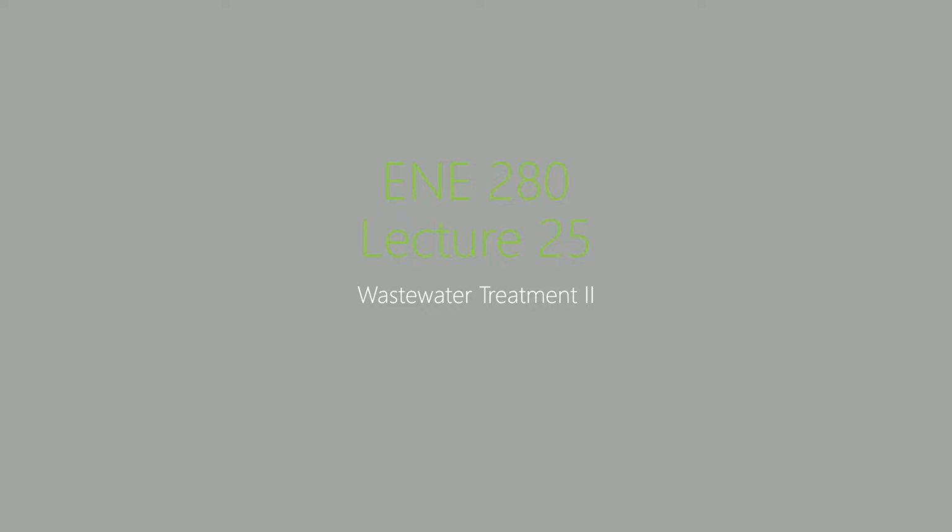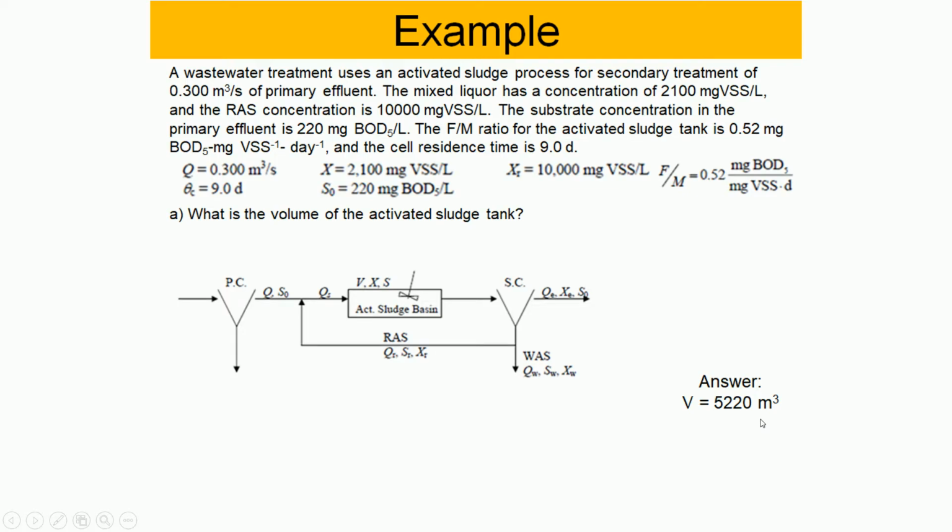Okay, and today we're just going to be doing one simple example problem. So let's get started. We're given that wastewater treatment uses an activated sludge process for secondary treatment of 0.3 cubic meters per second of primary effluent, and the mixed liquor suspended solids, really the MLVSS, has a concentration of 2,100 milligrams per liter, and the RAS concentration is about 10,000 milligrams per liter. You don't want to get thrown off by these two. Both of these have the VSS units, and you're not going to use one of them, okay?